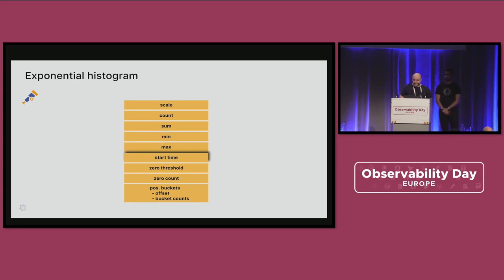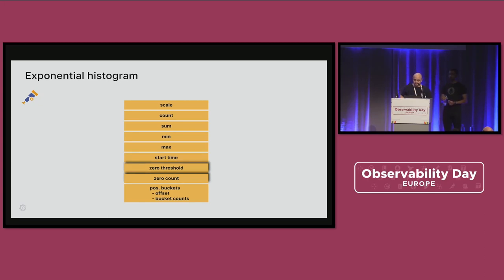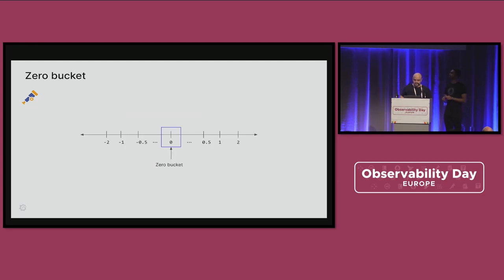The value of start time denotes the start time of observations collection. Zero threshold and zero count define the zero bucket. A zero bucket contains a count of observations whose values are less than or equal to the zero threshold. Zero threshold is an arbitrary value, and it is not related to the scale.